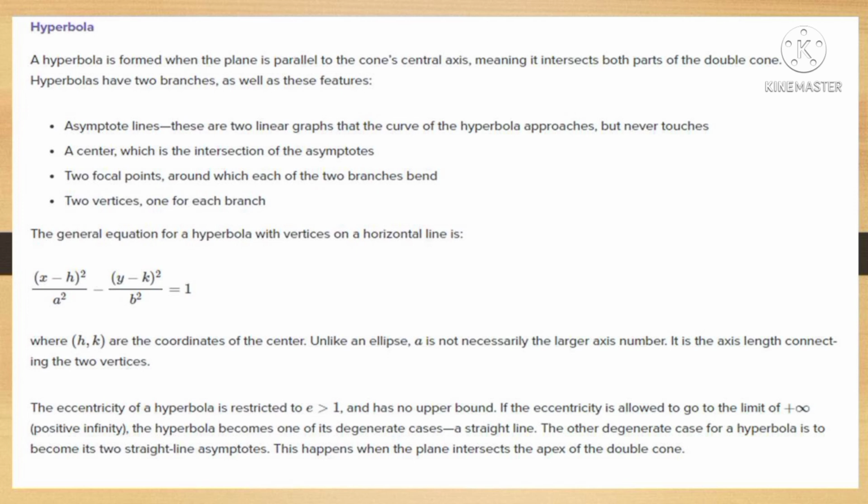If the eccentricity is allowed to go to the limit of positive infinity, the hyperbola becomes one of its degenerate cases, a straight line. The other degenerate case of a hyperbola is to become its two straight line asymptotes. This happens when the plane intersects the apex of the double cone.